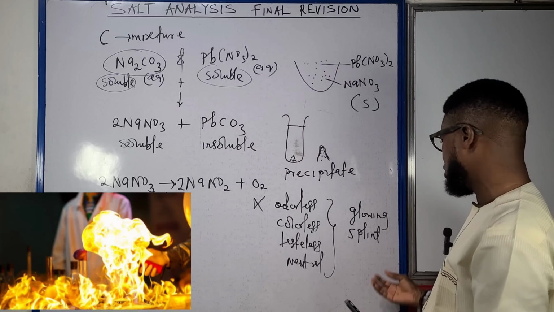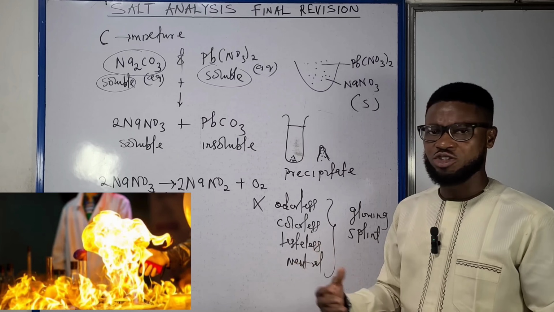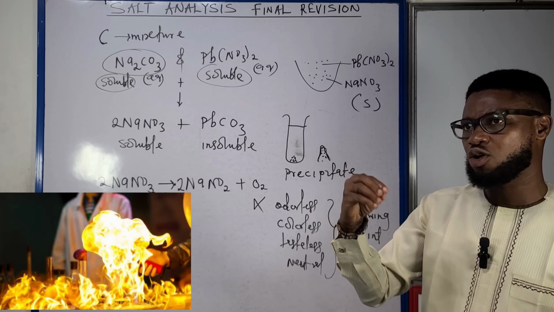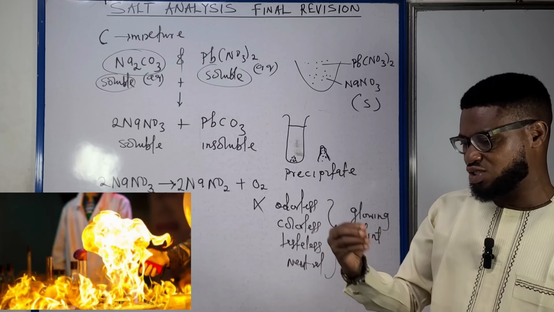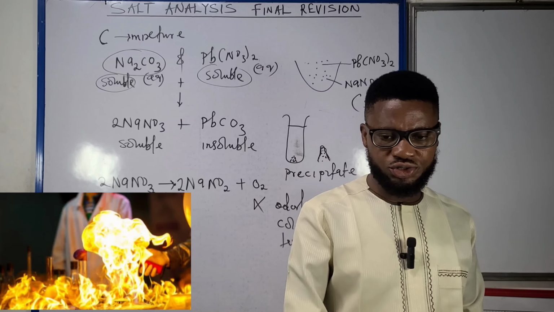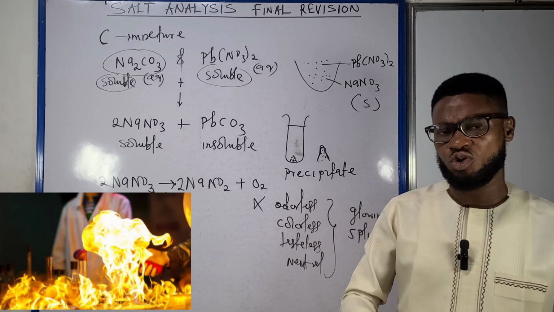Of course, if you're going to test with a glowing splint, as you can see on your screen, it means you're going to be talking about fire. And I can tell you, because of the danger there, you could see a student dropping the fire on something combustible in the lab and setting everywhere ablaze. So it is not safe.